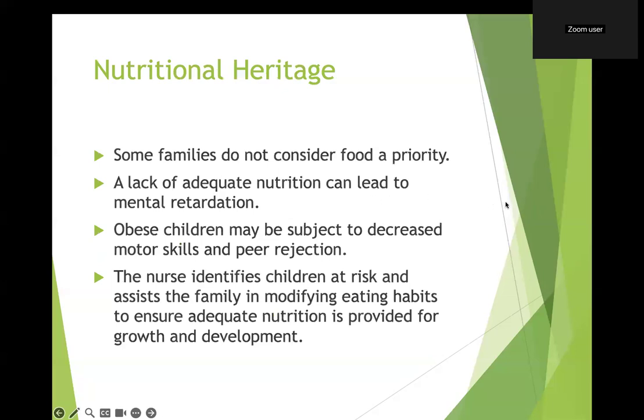Nutritional heritage. Some families do not consider food a priority. And of course, you need to keep in mind what their nationality is. Their culture plays an important part in that. A lack of adequate nutrition obviously can lead to decreased intellectual ability, especially at an early age, if they're not getting those nutrients that help their brain develop appropriately. Obese children may be subject to decreased motor skills and peer rejection, which can obviously impact the rest of their life and their behaviors from there on out.